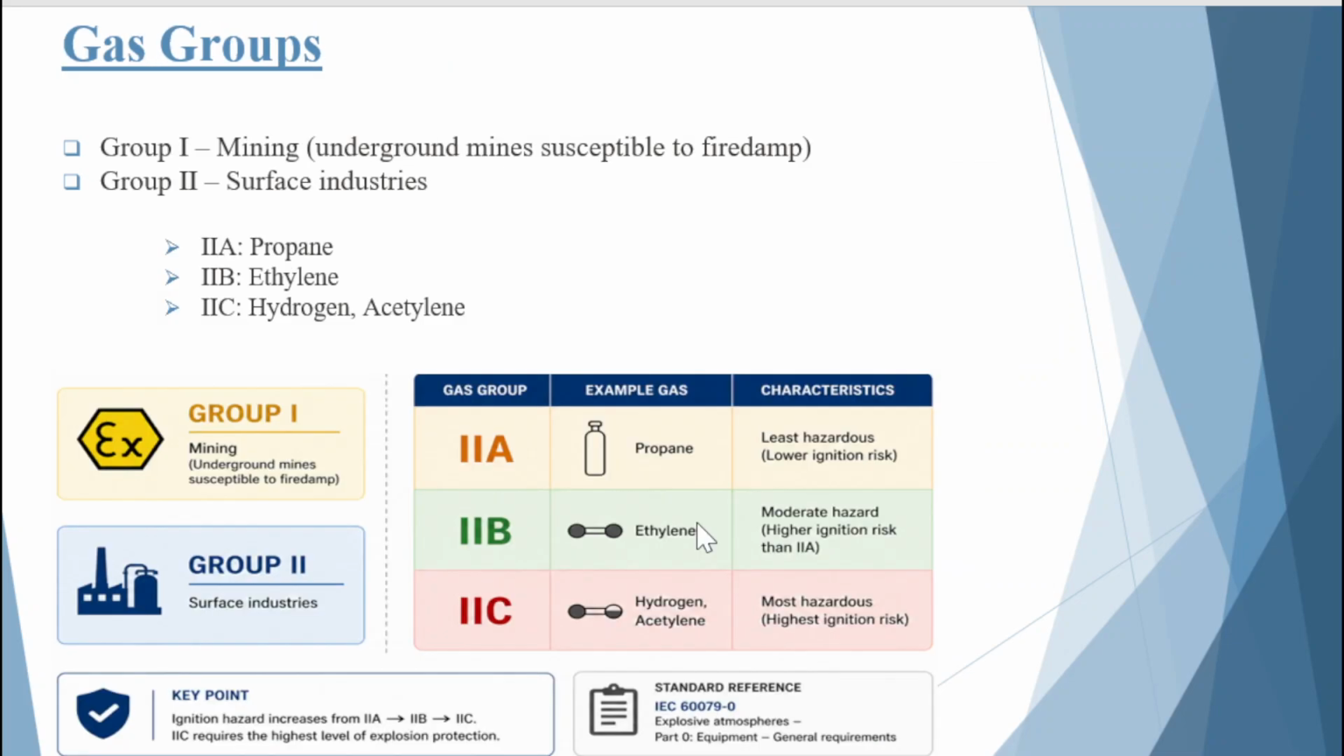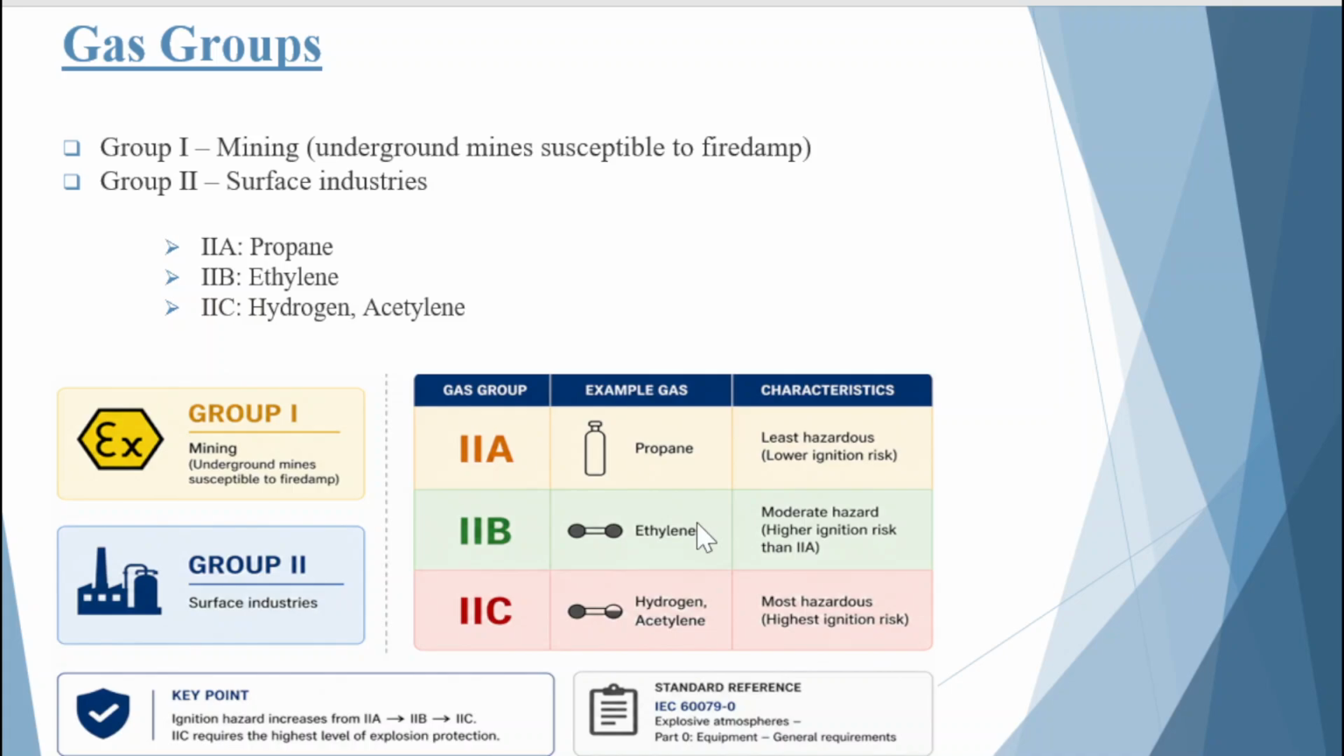We've now understood how hazardous areas are divided into different zones. The next concept is gas groups. You might think that all flammable gases behave in the same way, but that's not true. Some gases require only a very small amount of energy to ignite, while others are relatively less sensitive. Because of these differences, flammable gases are classified into different gas groups.